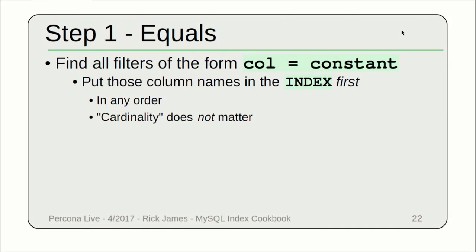We'll deal with some of the exceptions later. So first, step 1. If you've got some things that are equal, A equals 5, B equals 7, anded together, find all of those. This has to be column equal constant. Find those columns and lay them out as the first columns of the index that you are now building. It doesn't matter what order. As I said before, the where clause order doesn't matter, and so far it doesn't matter what order in the index.